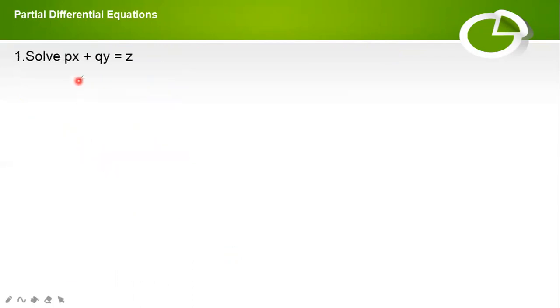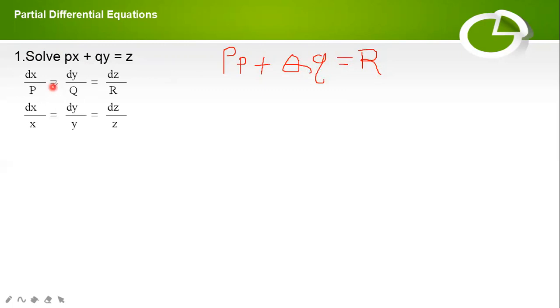Solve px plus qy equal to z. First of all, compare this equation with capital P into p plus capital Q into q equal to R, and write down the subsidiary equation, that is dx by P equal to dy by Q equal to dz by R. Comparing, P equal to x, Q equal to y and R equal to z. Now write down these values.